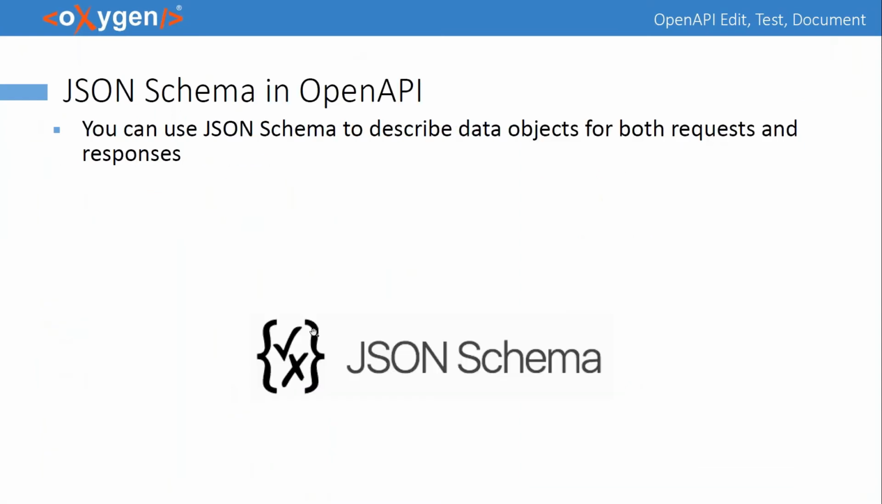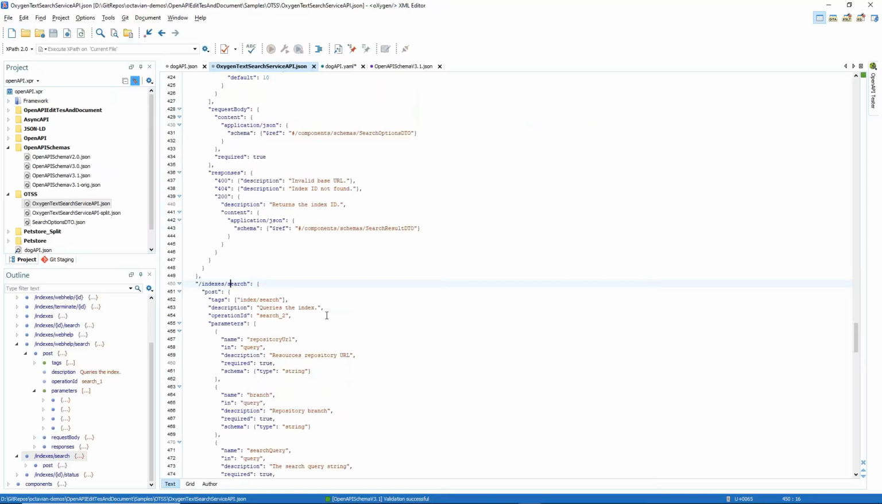Then in OpenAPI, you can use also JSON Schema. And you can use it to describe the data object both for the request and the response. This is fully supported, as I told you, starting with OpenAPI 3.1. And we provide good support to edit JSON schemas, and you can edit the JSON schema directly in the OpenAPI file, or you can edit separately where we provide the specialized editor. And I can show you an example also for this.